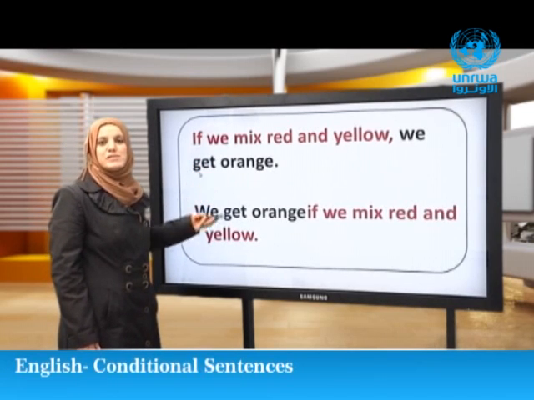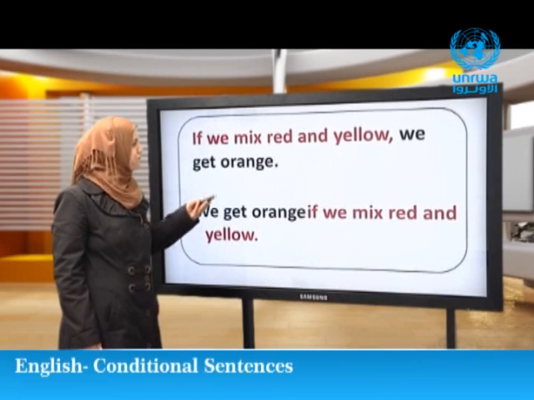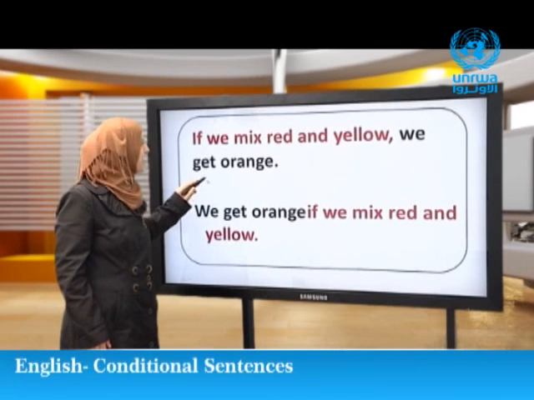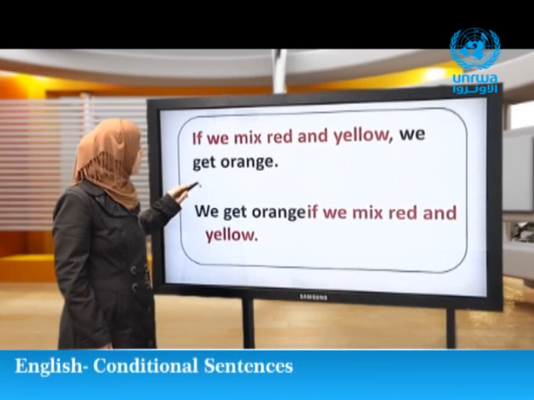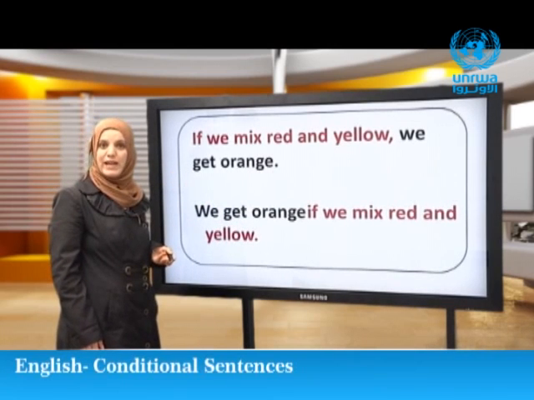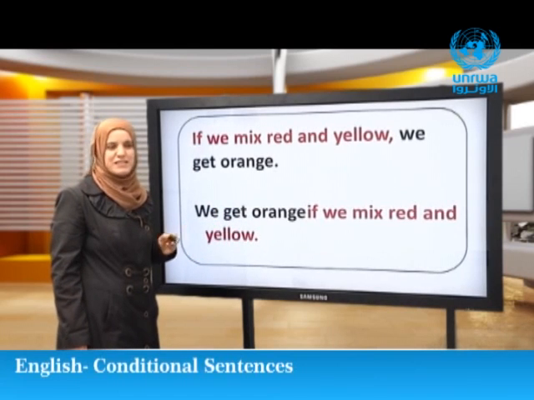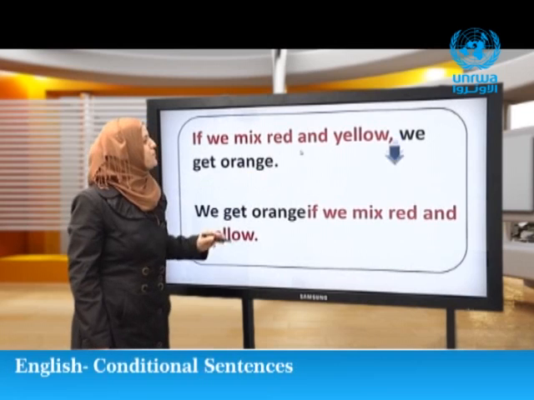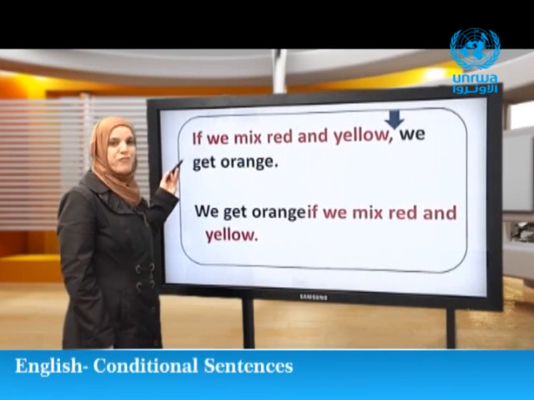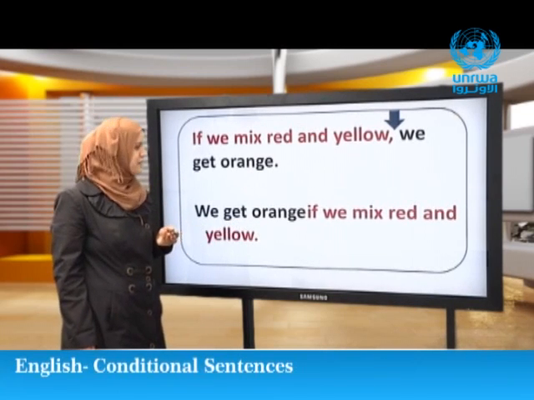Now, look at the two sentences and try to compare them. What do you notice? The two parts of the conditional sentence can change places and the meaning does not change. Look, we can say if we mix red and yellow we get orange, and we can also say we get orange if we mix red and yellow. Both are correct, but note the use of the comma. In writing, we use the comma only when we begin with if. When we don't begin with if, we don't need the comma in the second sentence.